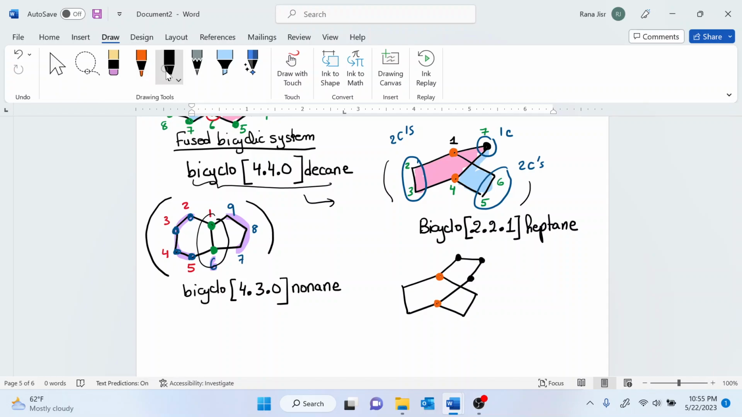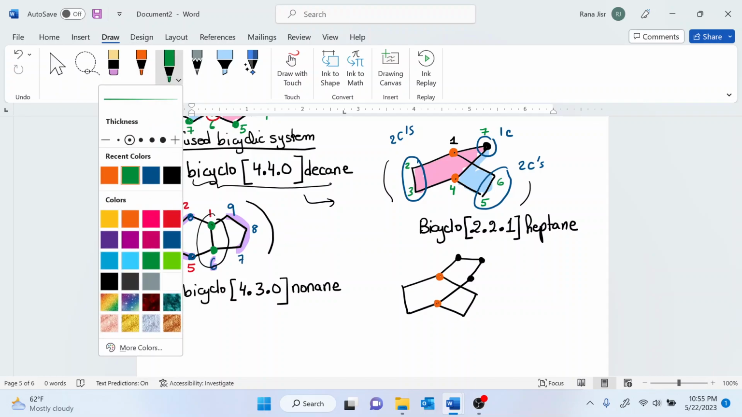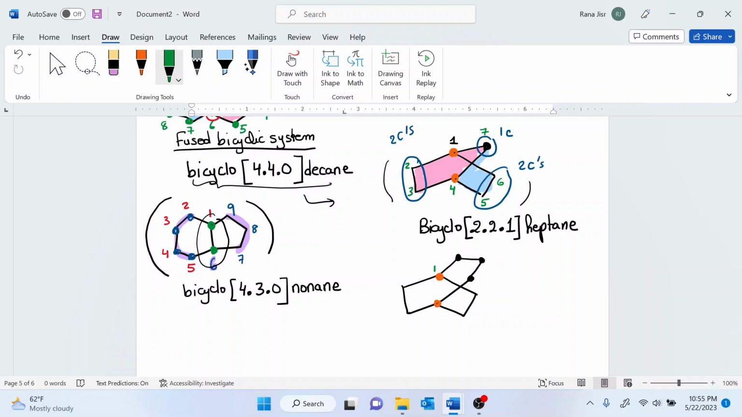So here I'm going to start numbering from the carbon on the top. And now I need to move along the side that has more carbons. So here I have 3 carbons, here I have 2 carbons, and here I have 2 carbons. So you're going to go ahead and move along the side that has 3 carbons. So it's going to be 1, 2, 3. This is going to be 4. And then I need to hit the joint. This is going to be 5. I have to hit the joint in there.